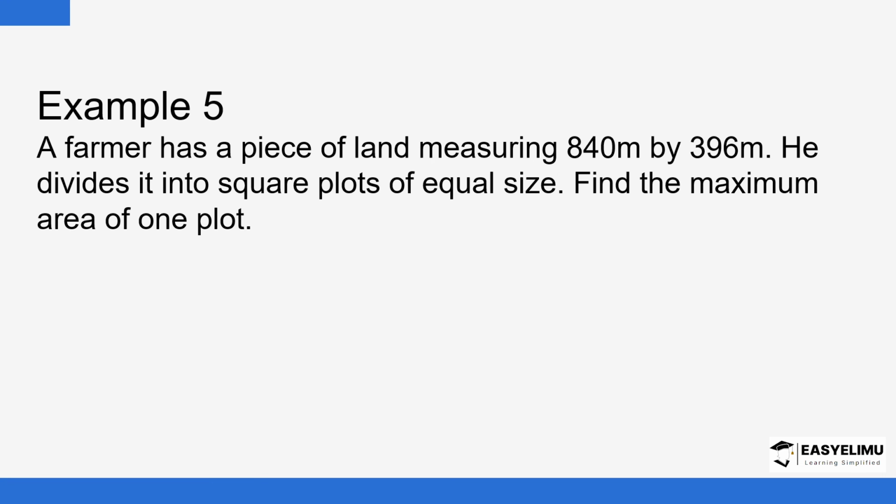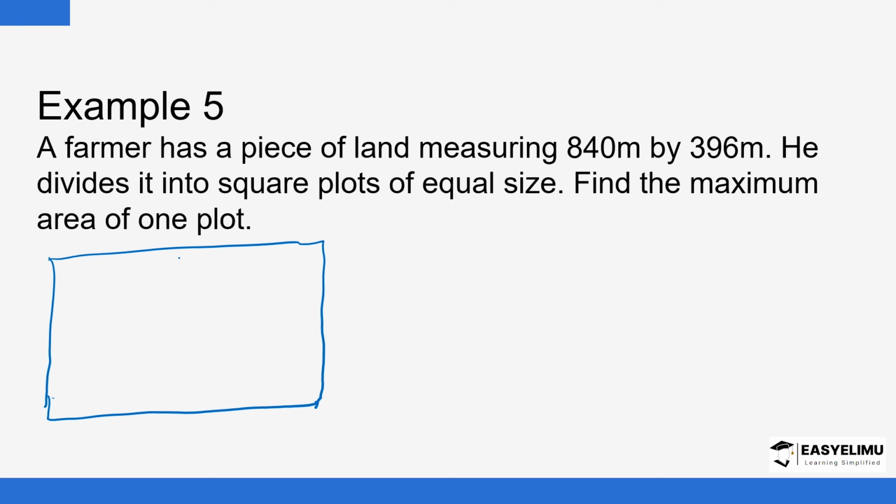Finally, we have a farmer who has a piece of land measuring that. He divided it into plots of equal size. Find the maximum area of one plot. So now there is a big plot here, and this plot is rectangular in shape. Now this one is not square, but then the length is 840. The width is 396. But this area is subdivided into square plots.